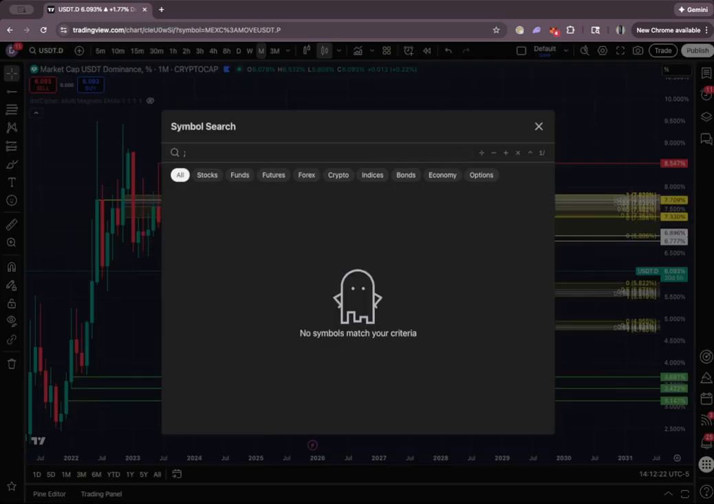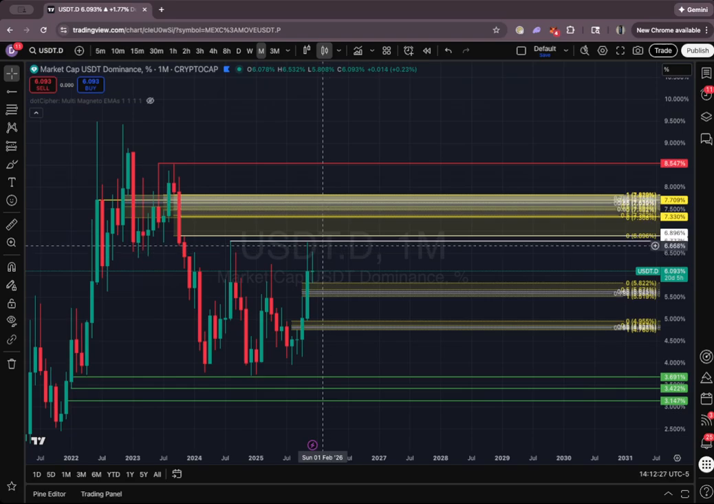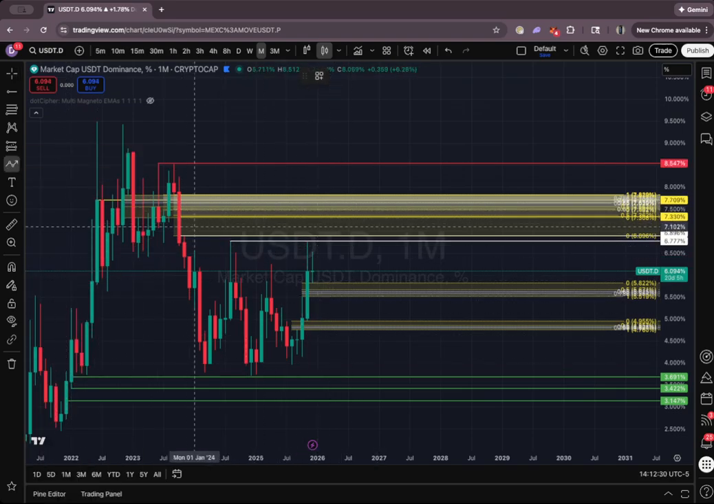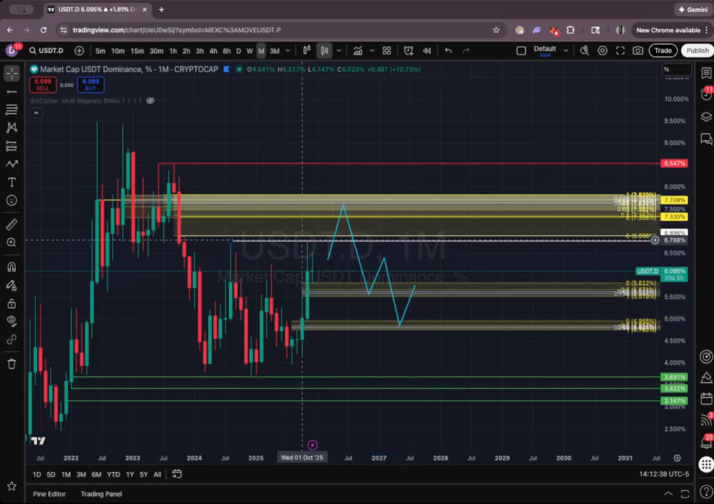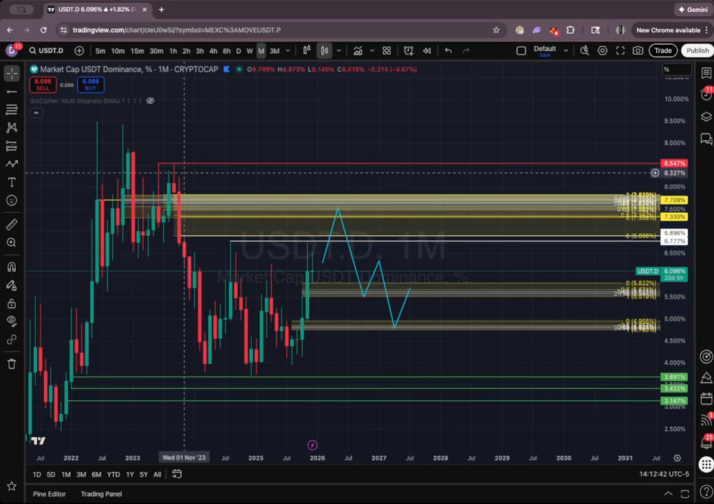All in all, sorry, my keyboard gets messed up sometimes. All in all, I think just from the perspective of the monthly, we want to see a clearance of this range, right, before we continue. However, this is just one bias, right? We want to look at the perspective of all biases before we can do that.